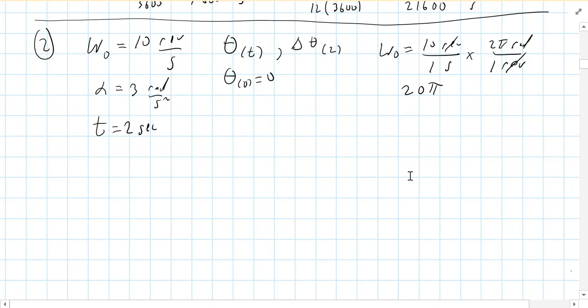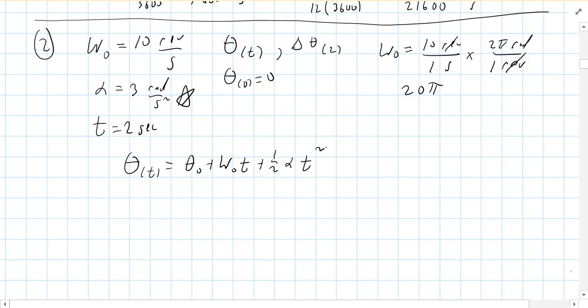This is a constant angular acceleration question, so I'm allowed to use all my equations of motion with constant acceleration, and the one I'm going to pick is theta as a function of time equals theta naught plus omega naught t plus 1/2 alpha t squared.